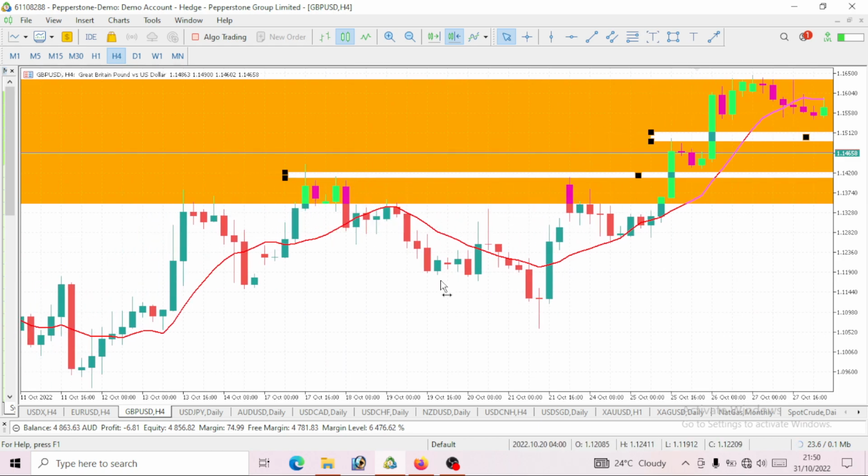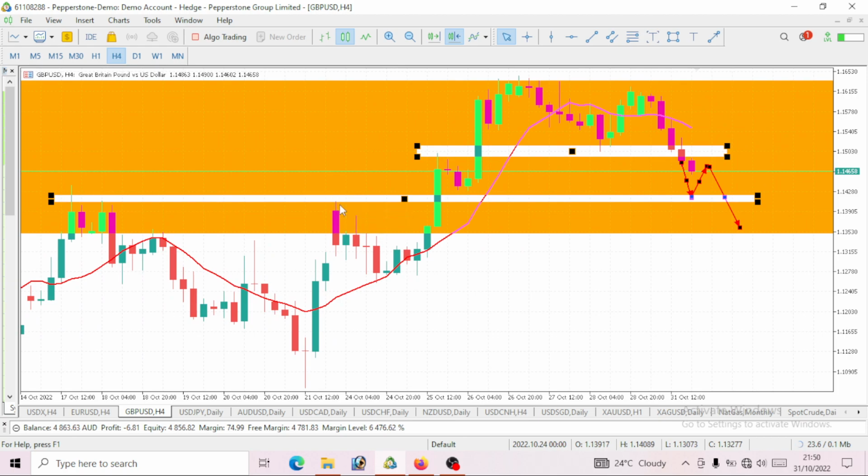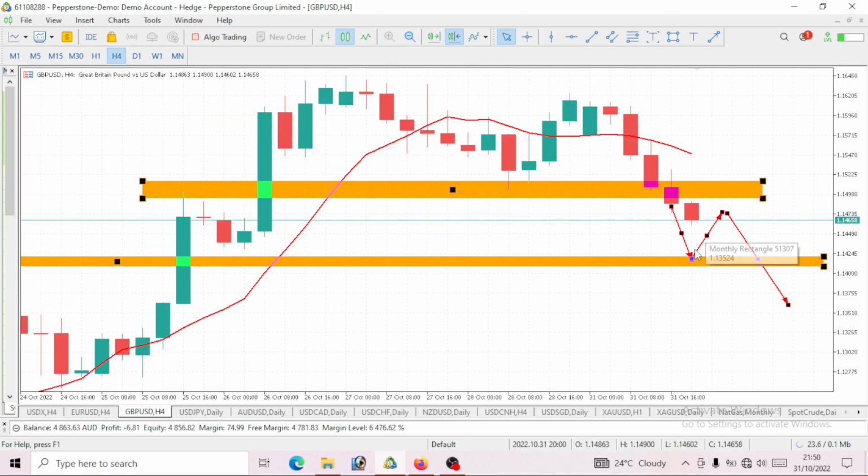Price came up and reacted here. We saw it came here and reacted. So definitely, if our GBP to USD drops to this level, we would see it react by giving us a pullback. Then we would continue our bearish move downward. So watch out for the trade on GBP USD.